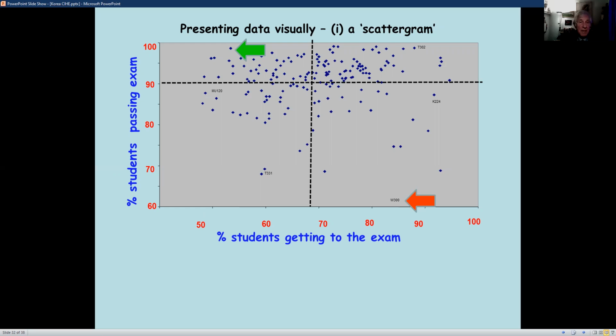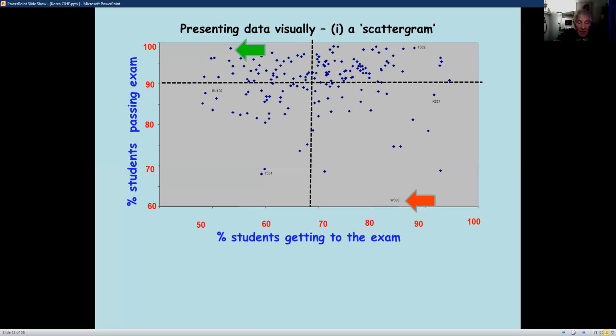The module with the green arrow is a math course. Not many students get as far as the exam, only about 55%, but then most pass it, around 98%. That may seem a lot fairer. The course is sifting students out, but if they get to the exam, they have a very good chance of passing it.